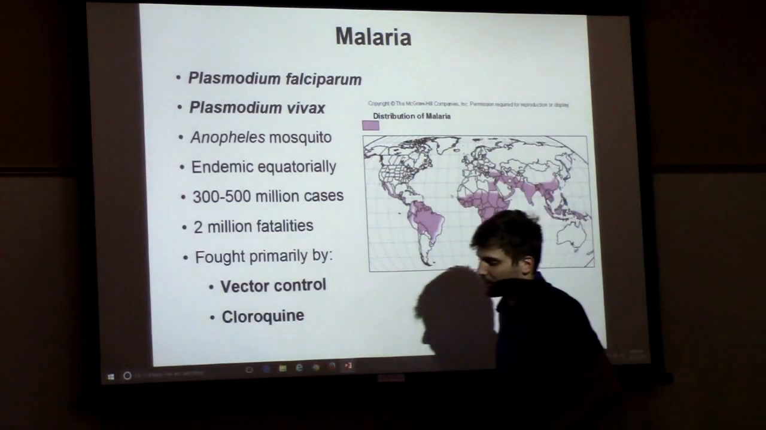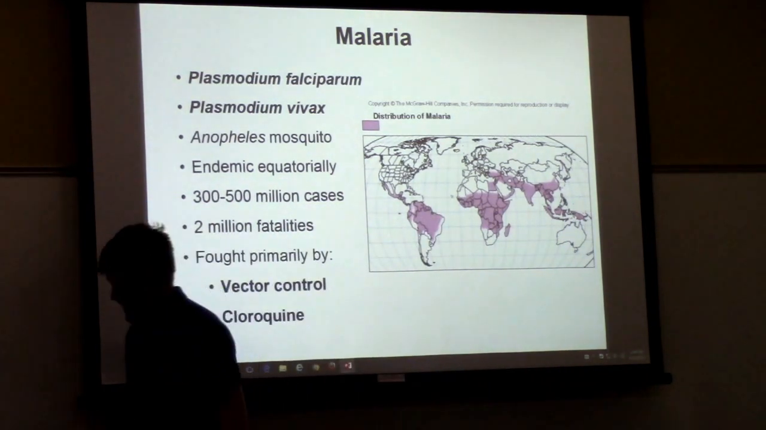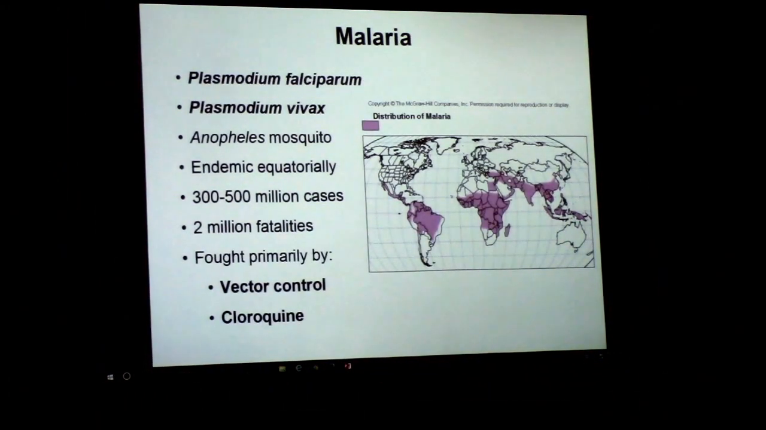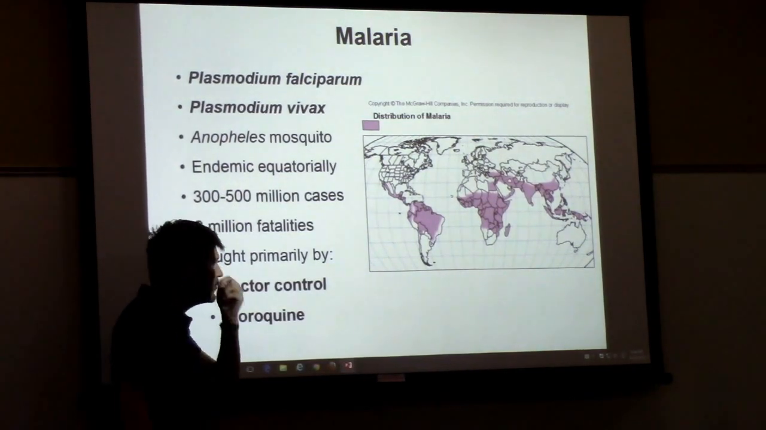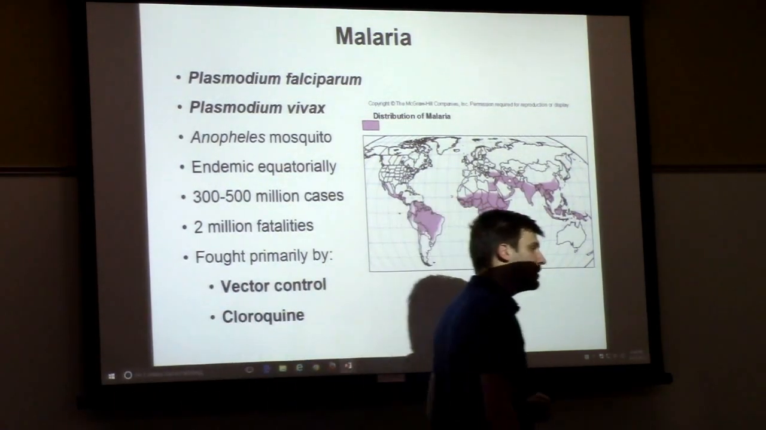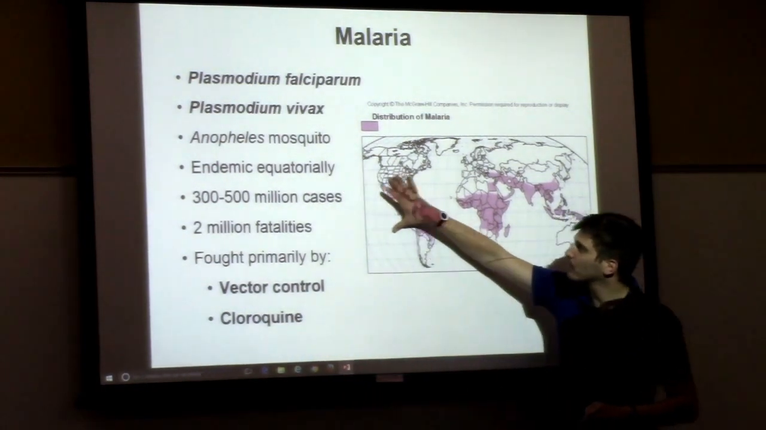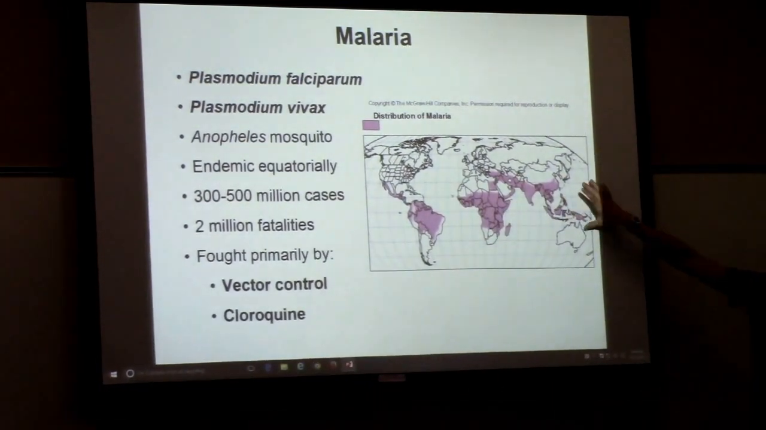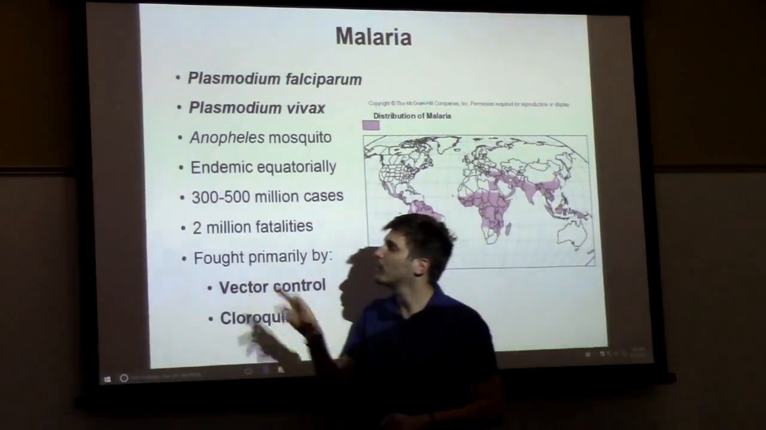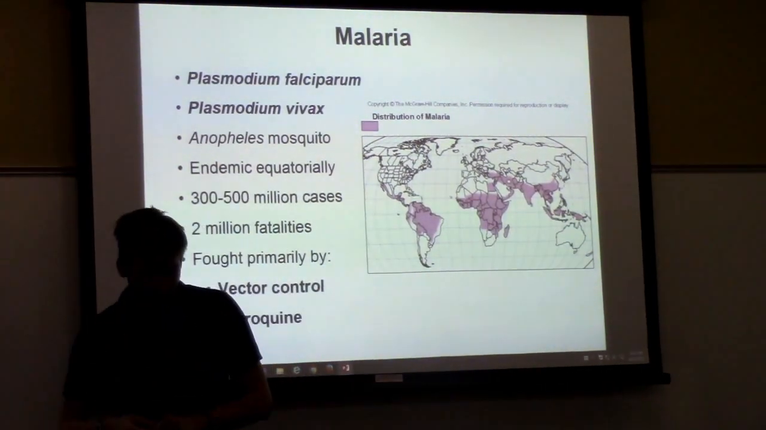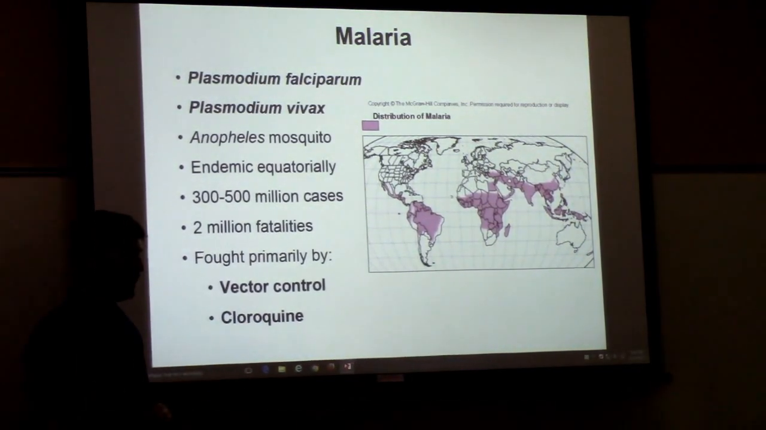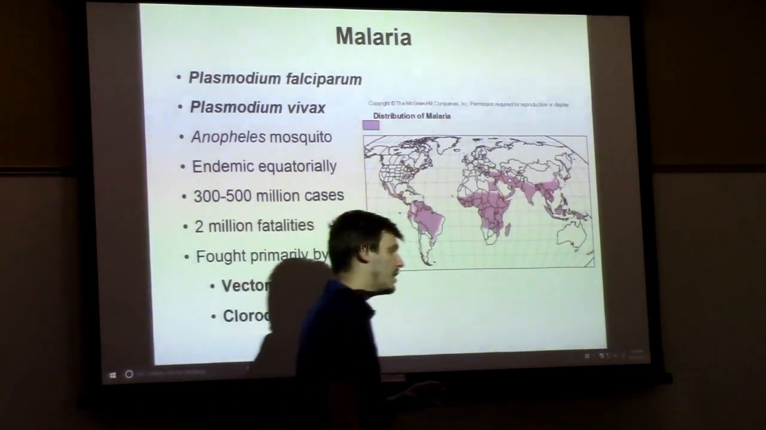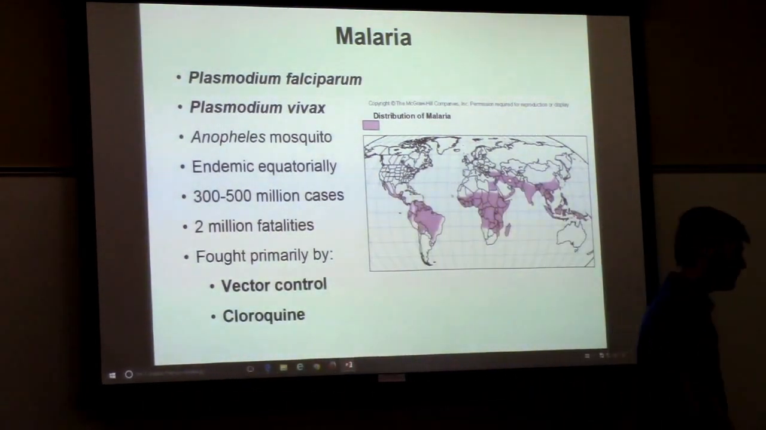Malaria. So malaria is a protozoan disease. In fact, it's the most widespread protozoan disease in the world. Okay? It's caused by Plasmodium falciparum or Plasmodium vivax, and it's transmitted through the Anopheles mosquito. Okay? The Anopheles mosquito is primarily found in the equatorial regions of the globe, and that's primarily where we see malarial infections. There are about 300 to 500 million cases of malaria, and about 2 million fatalities every year due to malarial issues. Okay? So it is a very widespread pathogen, and it does cause significant death around the globe.